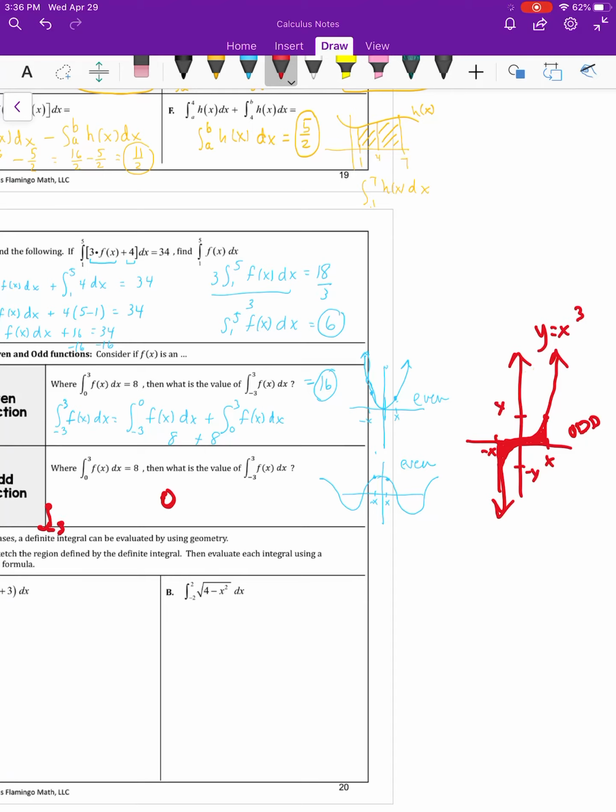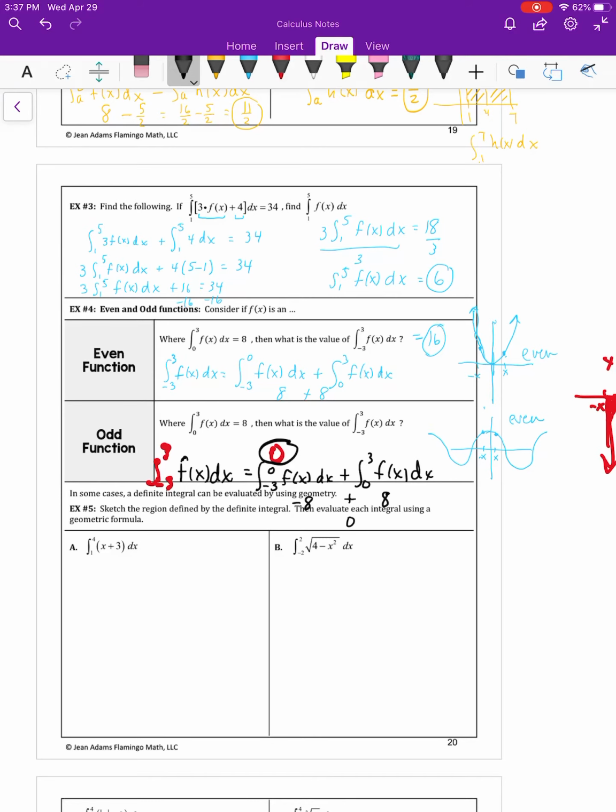because my integral from negative 3 to 3, oh my goodness, this is fat, of my f of x dx is equivalent to negative 3 to 0 plus 0 to 3. But if it was odd, and we knew that this was 8, this one would have to be negative 8. Okay? And that's how I got my answer of 0 there.